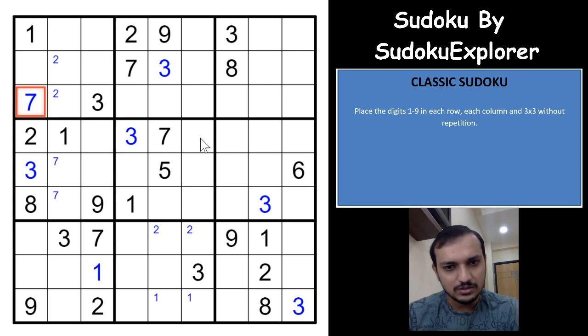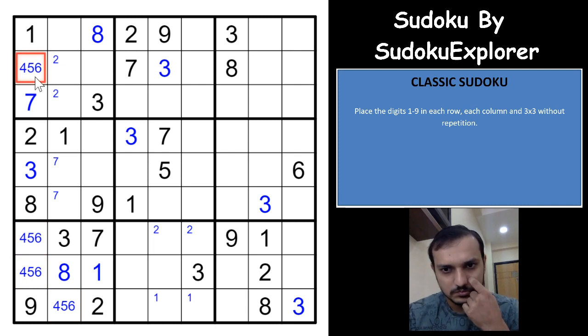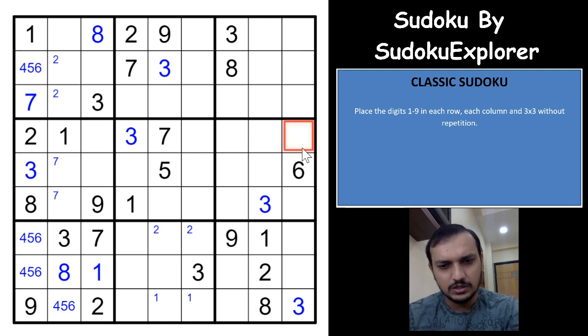I should have done with 4, but that's fine. An 8 would have to be here, and that gives you an 8 here. 4, 5 and 6, right? Okay, use the center pencil marks here also. 4, 5 and 6. Okay, so 8 would have to be here in this cell because of the 8 here and here. So that gives you 8 in one of these two cells, 8 in one of these 3 cells.